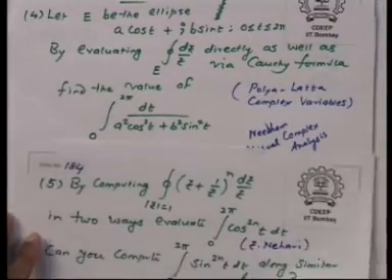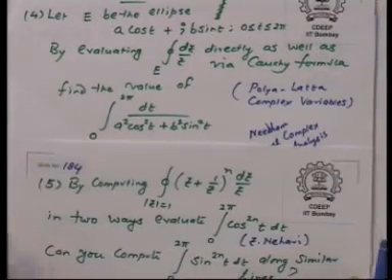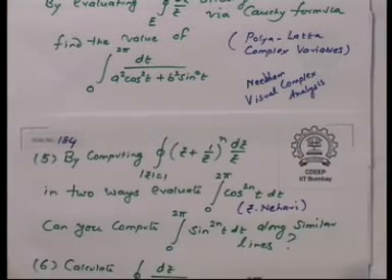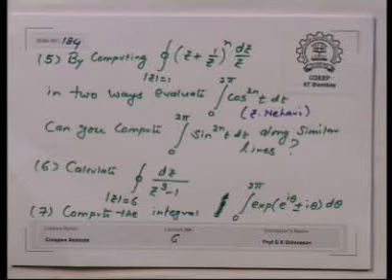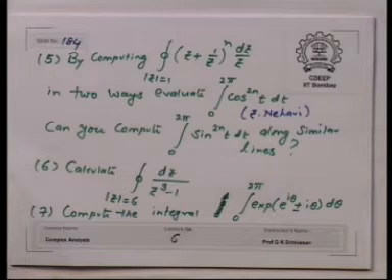Then the next question is, by computing integral over the unit circle of z plus 1 over z to the power n dz upon z in two different ways, evaluate integral 0 to 2 pi cos to the power 2n t dt. Can you compute integral 0 to 2 pi sin to the power 2n t dt along similar lines? Right. So I am asking you to calculate integral 0 to 2 pi cos to the power 2n t dt and sin to the power 2n t dt using Cauchy formula.